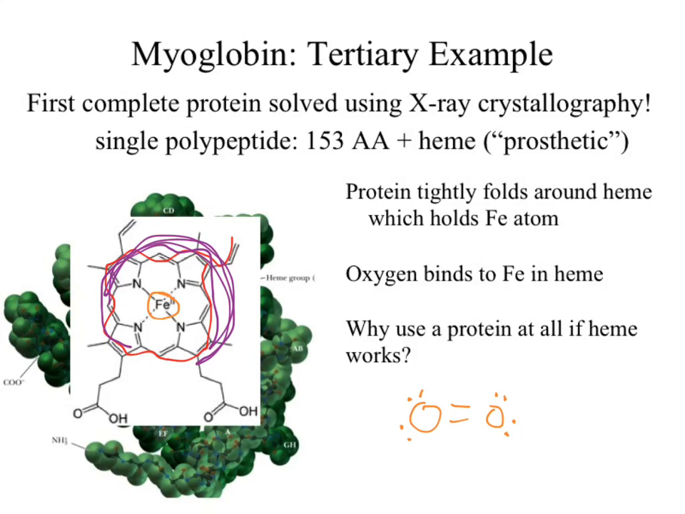The protein helps to allow for the oxygen to bind less tightly to the iron atom. If it binds less tightly, that means it's a little bit easier to reverse, and we can pop the oxygen on and off. Okay?